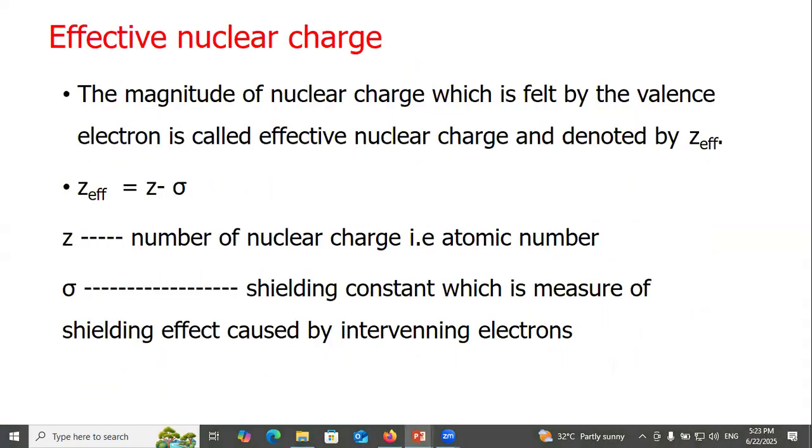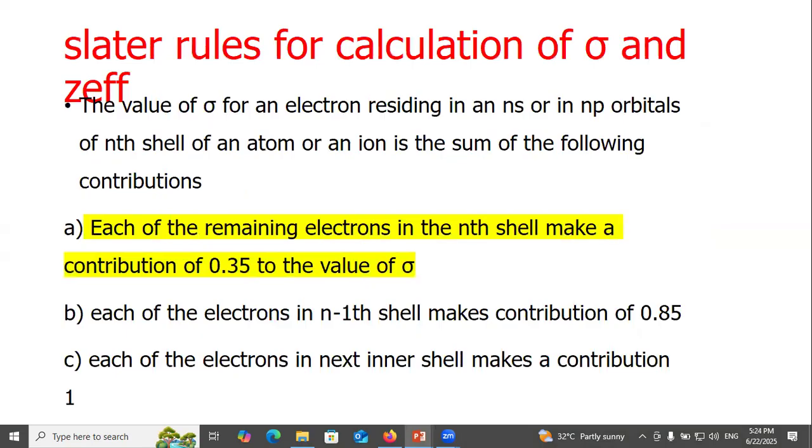Effective nuclear charge: the magnitude of nuclear charge which is felt by the valence electrons is called effective nuclear charge and denoted by Z effective. Z effective equals Z minus sigma. Z is the nuclear charge, that is the atomic number. Sigma is the shielding constant, which is the measure of the shielding effect caused by the intervening electrons. Slater's rules for the calculation of sigma and Z effective.